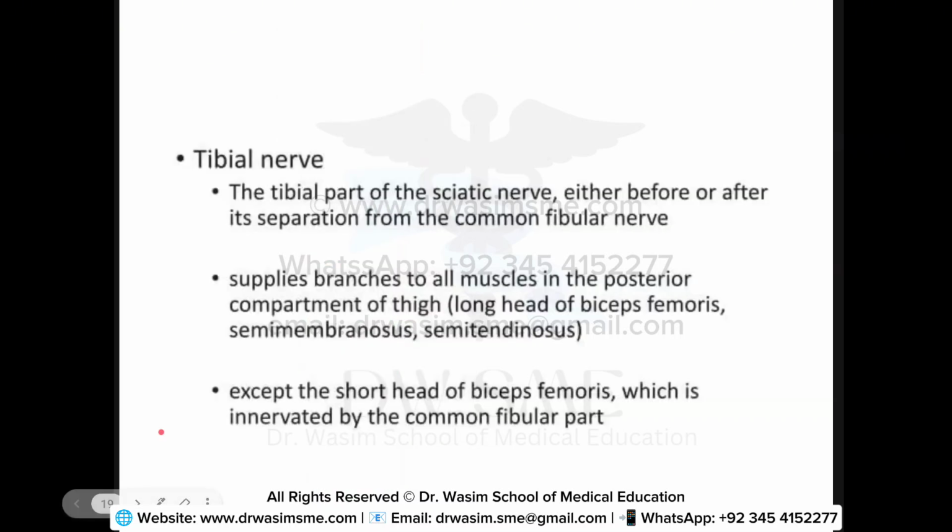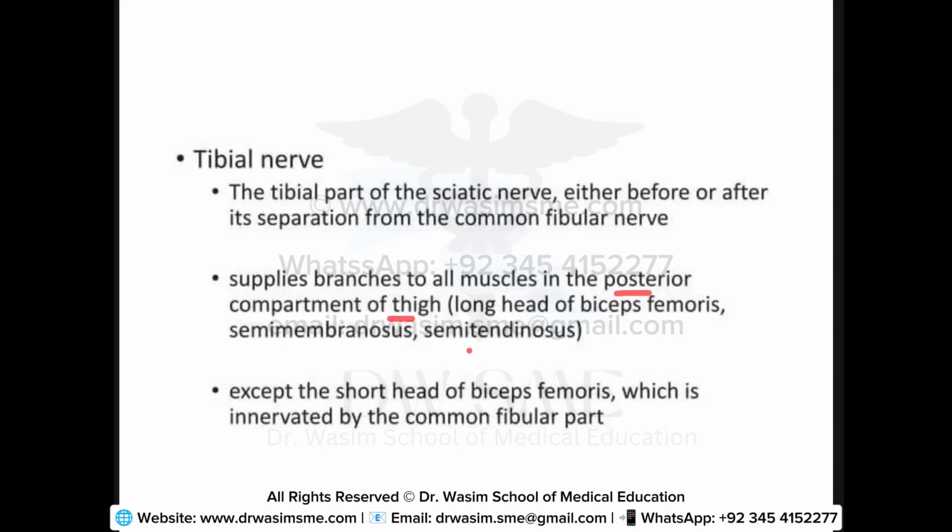So next we have the tibial nerve. The tibial part of the sciatic nerve, either before or after its separation from the common peroneal, supplies muscles in the posterior compartment of the thigh: the long head of the biceps femoris, semimembranosus, and semitendinosus.